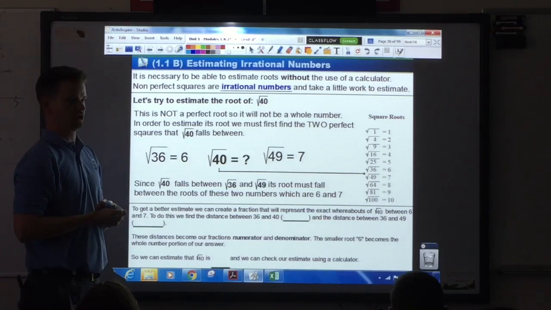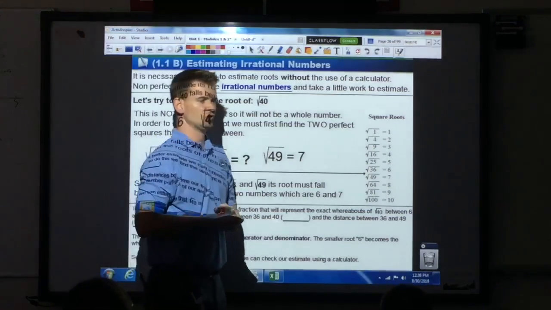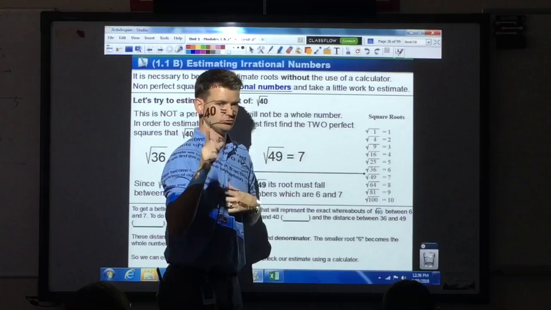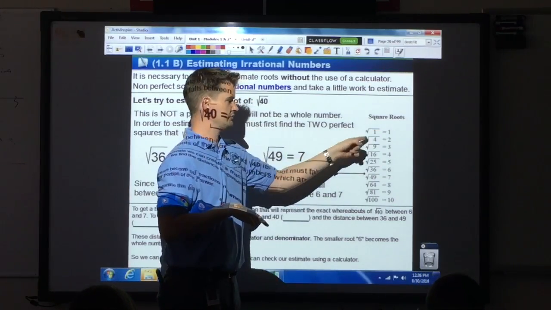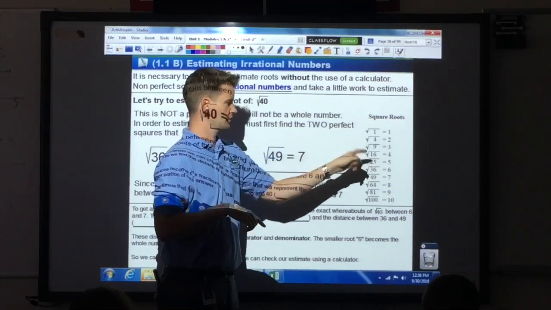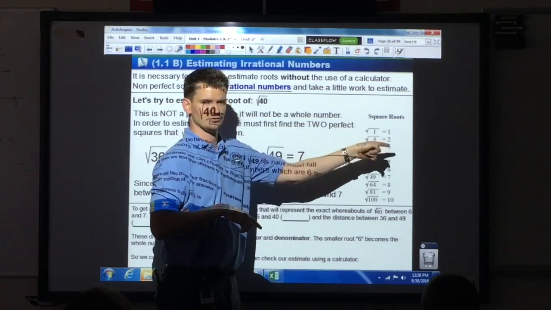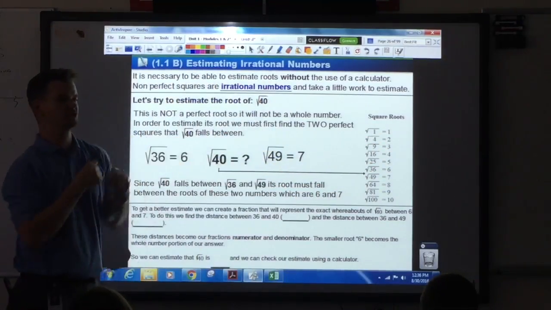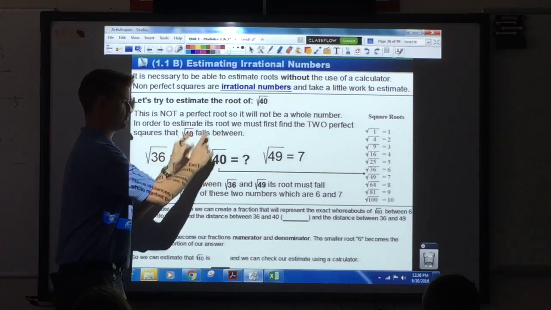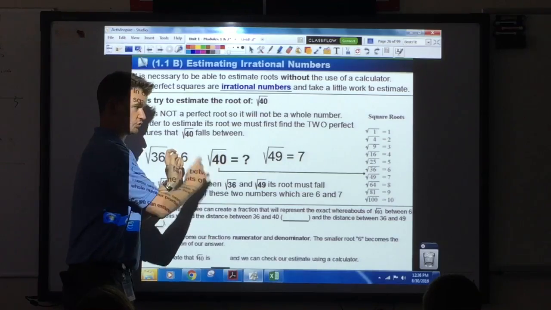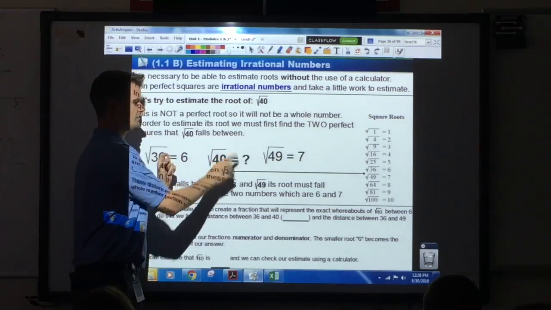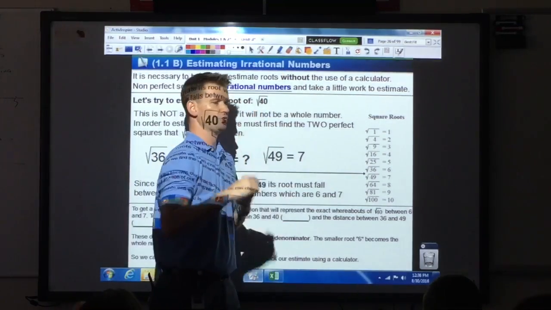We made that perfect square chart. And I said, if you can do 1 times 1, that gives you 1, and the root of 1 is 1. 2 times 2 gives you 4, and the root of 4 is 2. 3 times 3 is 9, the root of 9 is 3. We can use our perfect square roots to help us narrow down where the square root of 40 is. So we look at the square root of 40, and we try to identify where this falls in relation to all of our perfect squares.